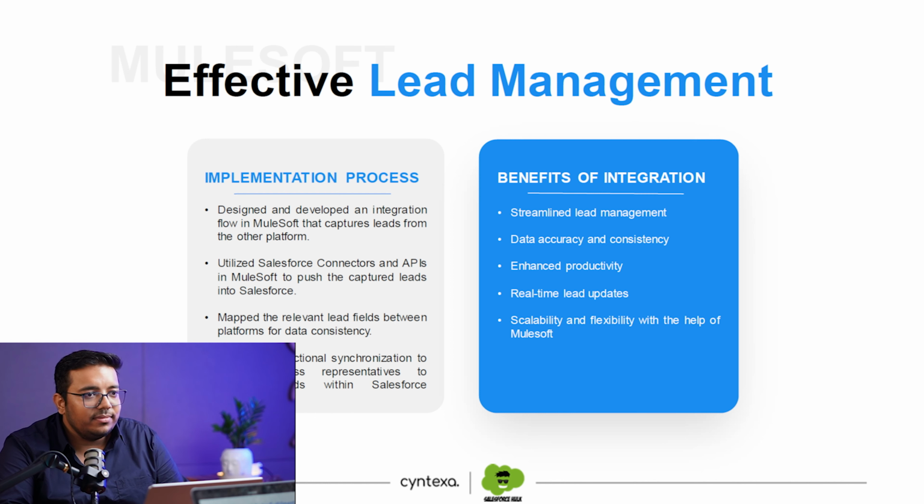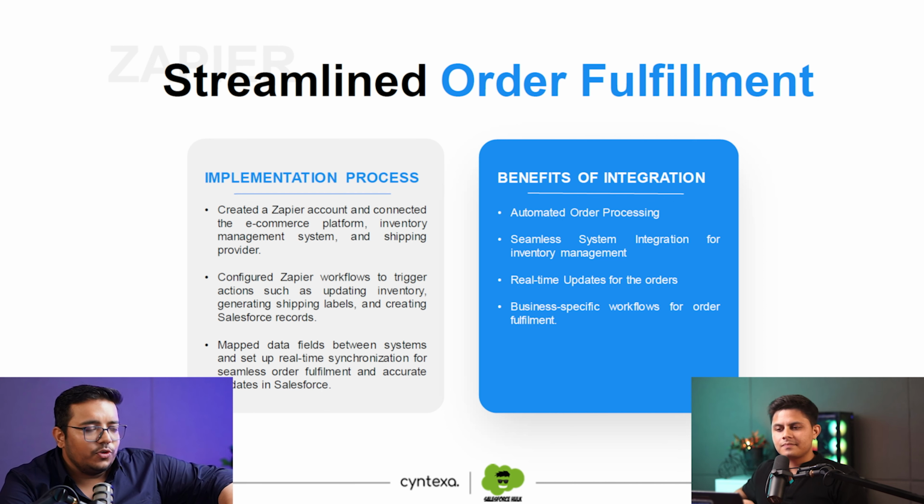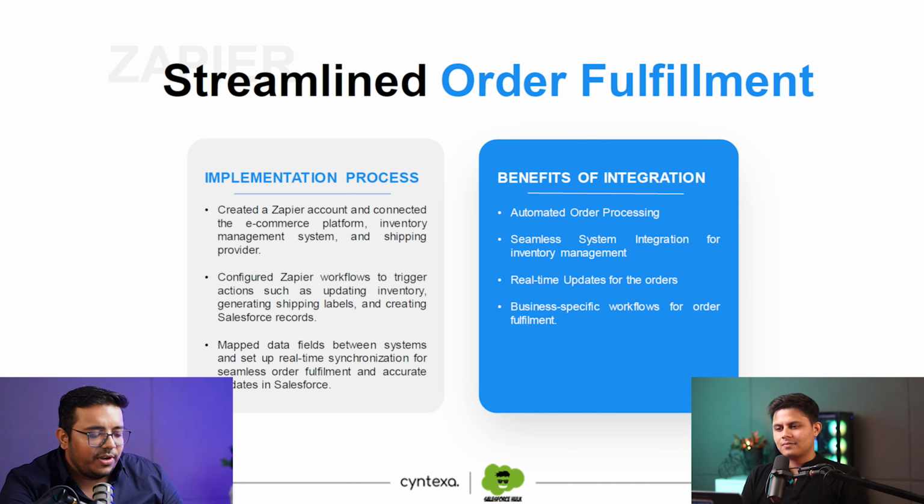Got it. Then comes streamlined order fulfillment. So in streamlined order fulfillment, what was happening for them was that they were not able to process the orders in an efficient way. They had an order management or order fulfillment application which was not getting the right data at the right point of time in order to fulfill that order. So we used Zapier for doing that. In Zapier, we integrated the e-commerce platform and their inventory management and order processing platform. We were notifying that you need to do this. So they were updating the inventory, creating shipping labels, and updating the shipping provider as well.